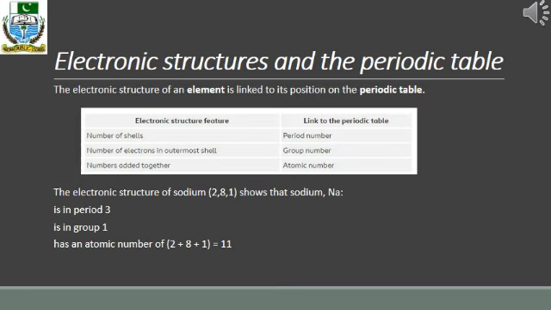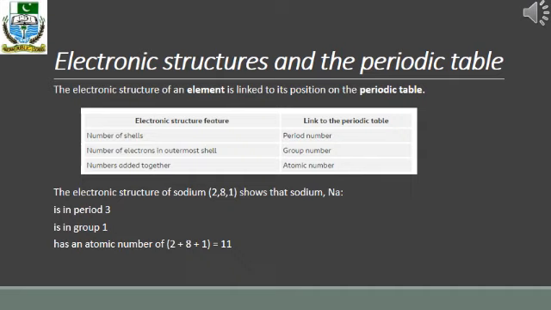So here once again the relation of the electronic structure with the periodic table is given for your better understanding: the electronic structure of an element is linked to its position in the periodic table. How it is linked we can see with the help of the table. Looking at the number of shells in the electronic structure, in the case of sodium it is 2,8,1, so it means that it has 3 shells.